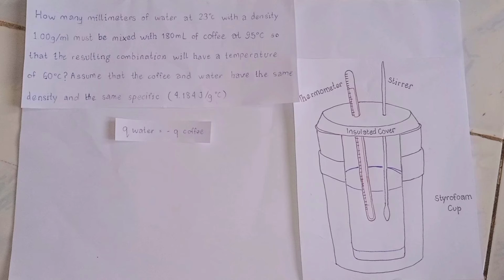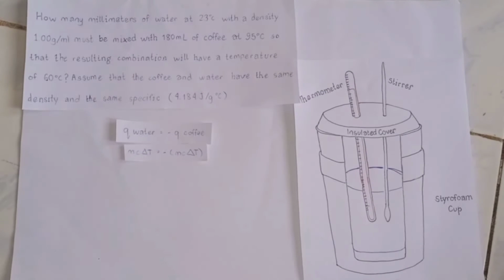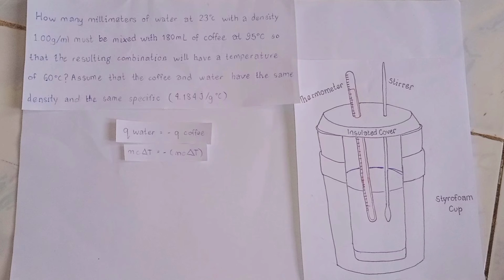It wants to know how many milliliters of water at 23 degrees Celsius with a density of 1 gram per milliliter must be mixed with 180 milliliters of coffee at 95 degrees Celsius, so that the resulting combination has a temperature of 60 degrees Celsius, and we can assume that the coffee and water have the same density and the same specific heat. So essentially we can say that the Q of water is equal to the opposite of the Q of coffee. So mc delta T for the water is going to be equal to negative mc delta T for the coffee.